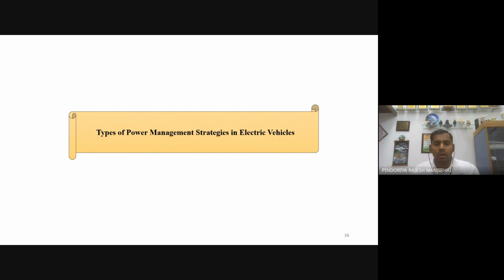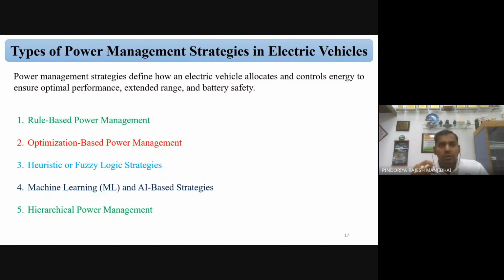Yes. Types of the power management strategy in electric vehicles. Power management strategy defines how electric vehicles allocate and control the energy to ensure optimum performance, extended range and battery safety. So that's why we have to apply the strategy.